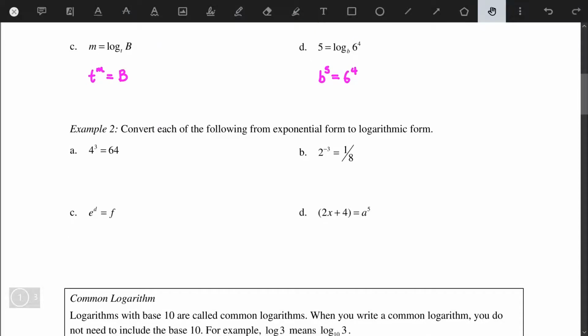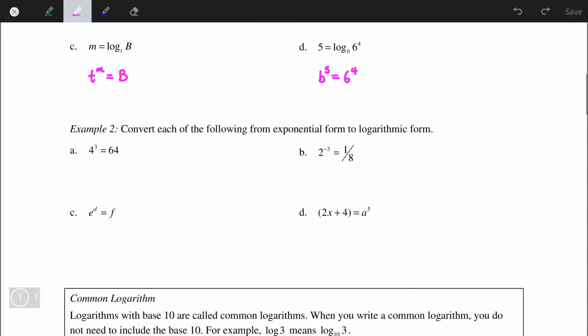In example 2, we will convert from exponential form to logarithmic form. Starting with the first example once again. So here we have 4 to the third power is 64. So as a logarithm, this will be log base 4 of 64 will give us the exponent of 3. Example B, the base here is 2. The argument is the power of 1 over 8. And on the other side, we have the exponent, which in this case is negative 3.